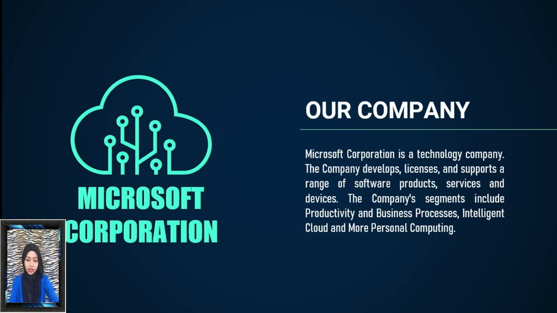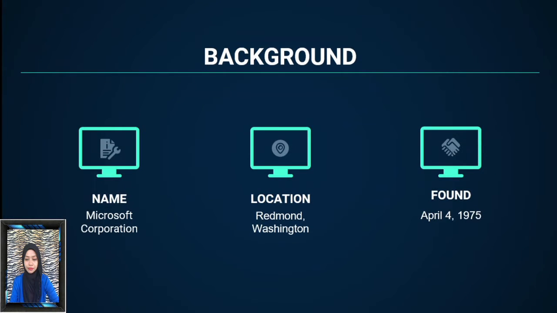So our company, Microsoft Corporation, is a technology company. The company develops, licenses and supports a range of software products, services and devices. The company segments include productivity and business processes, intelligent cloud and more personal computing. For the background, name: Microsoft Corporation, location: Redmond, Washington, and founded 4 April 1975.